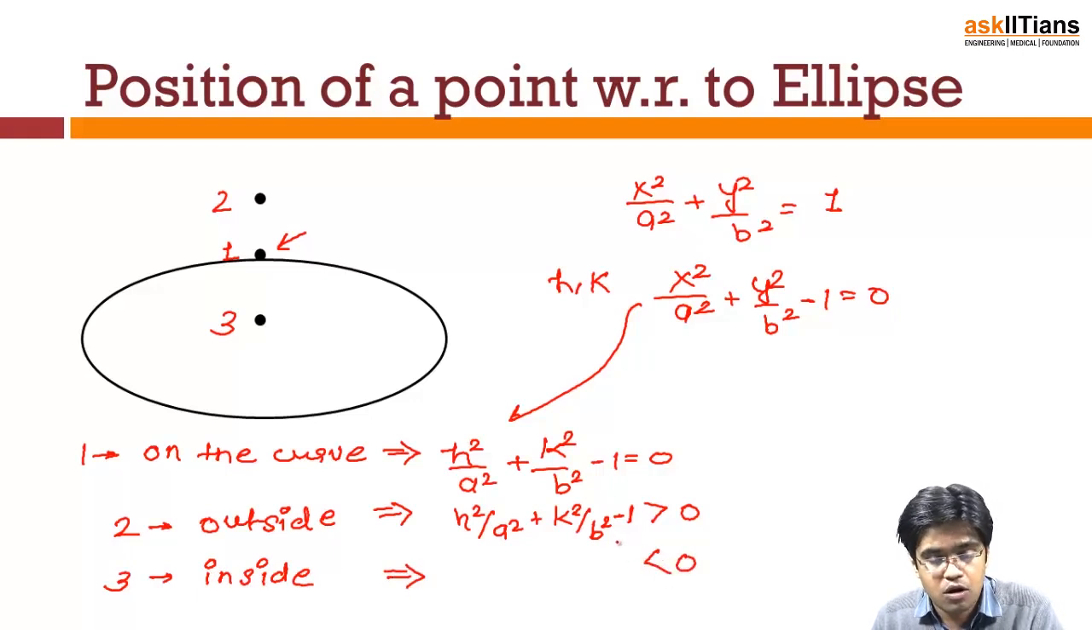So depending upon where your point lies, you can put it in the equation and see the sign of this expression. If this expression is positive, that means the point is outside. If this expression is negative, or less than 0, that means the point is inside. And if the point is on the curve, it is going to satisfy the equation and give you the value 0.